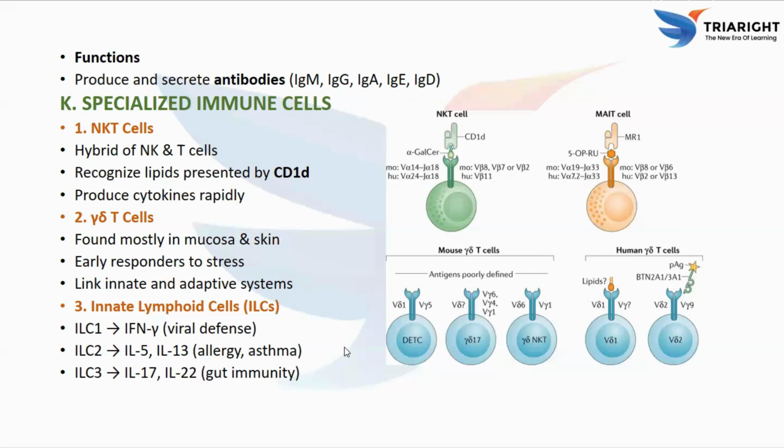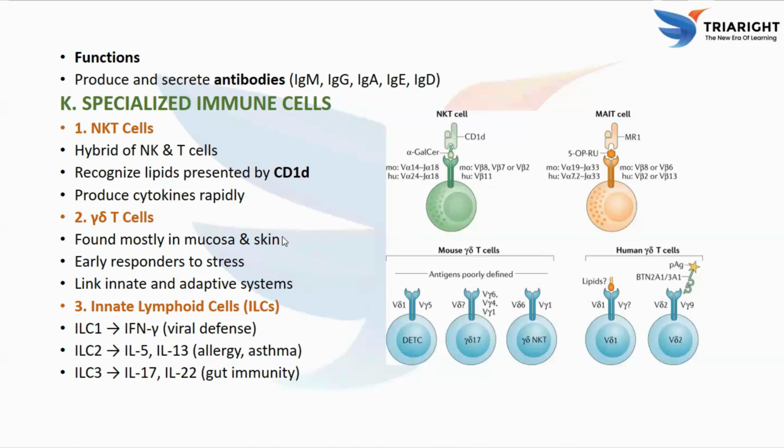And the third type is innate lymphoid cells. These are the innate versions of the helper T cells. They mirror Th1, Th2, Th17 functions, but they do not have TCRs. They act immediately in infection, tissue repair, and inflammation.